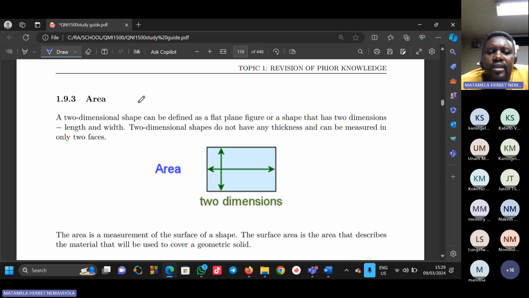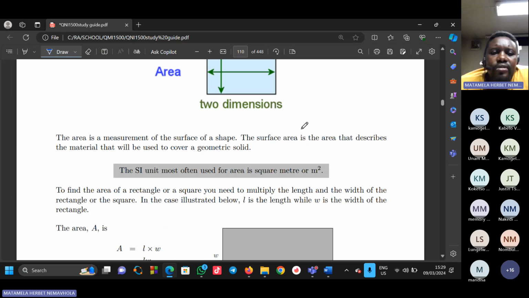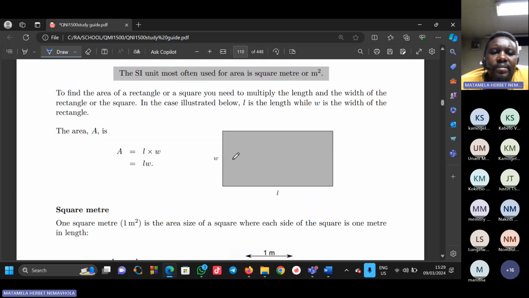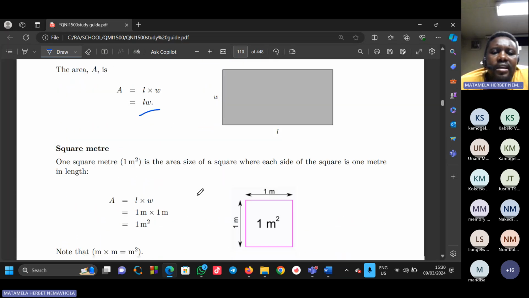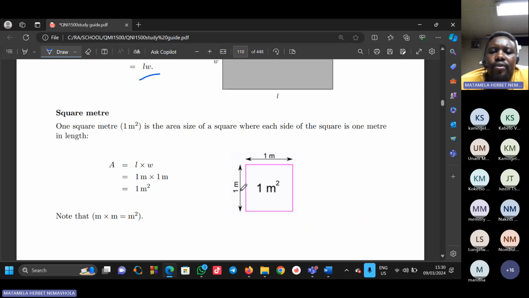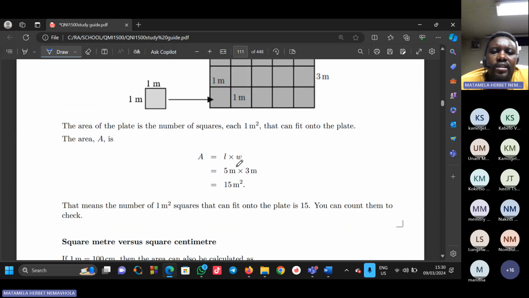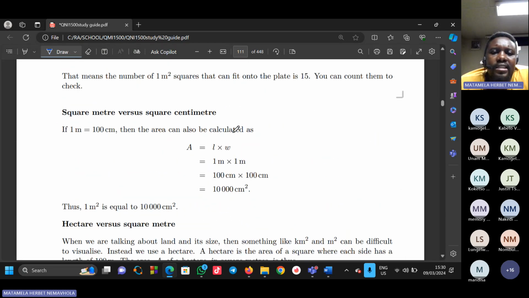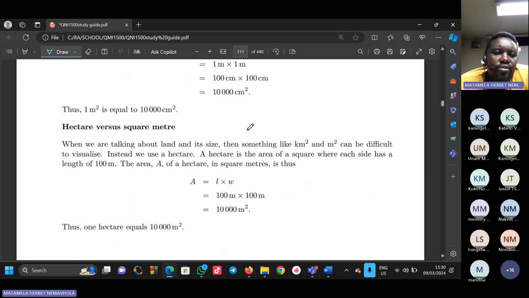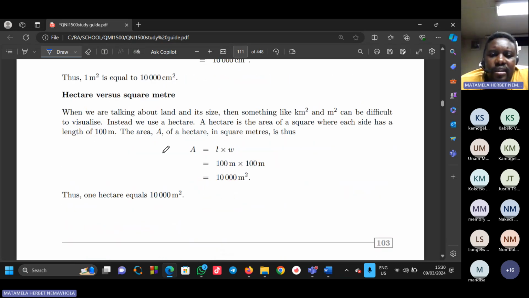Here, you can read for yourself. You will see that this is about the area. They are showing you two dimensions. It's L multiplied by W, as I've said. And then you go for a square. You see, they wrote 1, then it's going to be 1 times 1, which is 1 meter squared. And then they are just giving you examples that you can do. It's very simple. You can read these examples, then you do them.